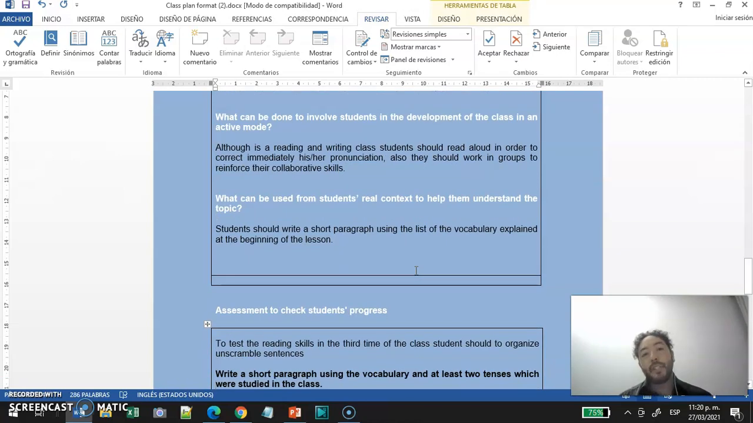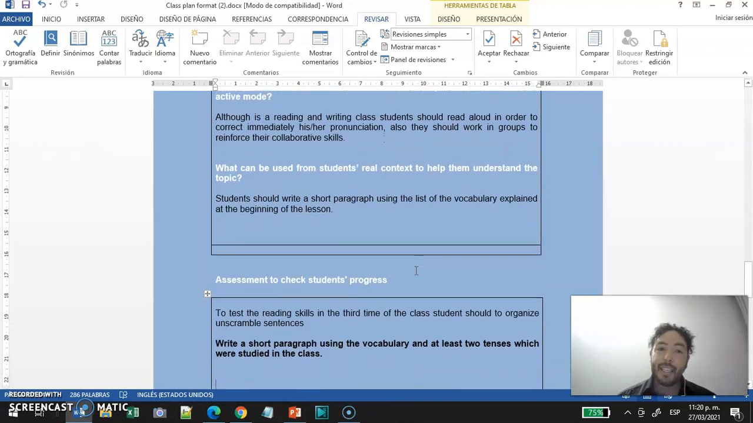The other question is, what can be done to involve students in the development of the class in an active mode? Although it's a reading and writing class, students should read a lot in order to correct their pronunciation immediately. Also, they should work in groups to reinforce their collaborative skills.